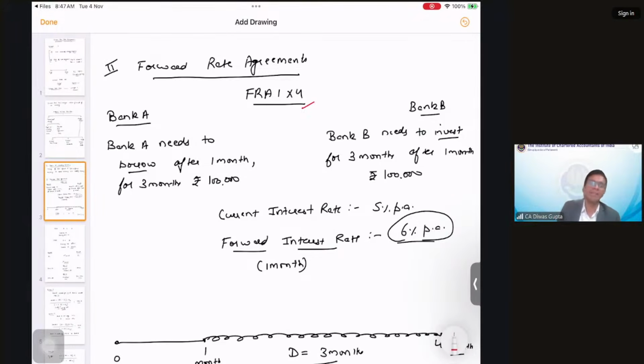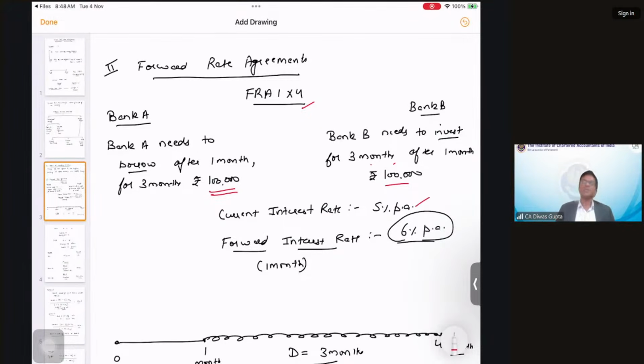Now let's say there are two banks, Bank A and Bank B. Bank A needs to borrow after 1 month for 3 months, rupees 1 lakh. Today there is no need to borrow, but after 1 month. And Bank B needs to invest for 3 months, after 1 month, a similar amount of 1 lakh. So Bank A and Bank B have similar time frames in which they want to borrow or invest.